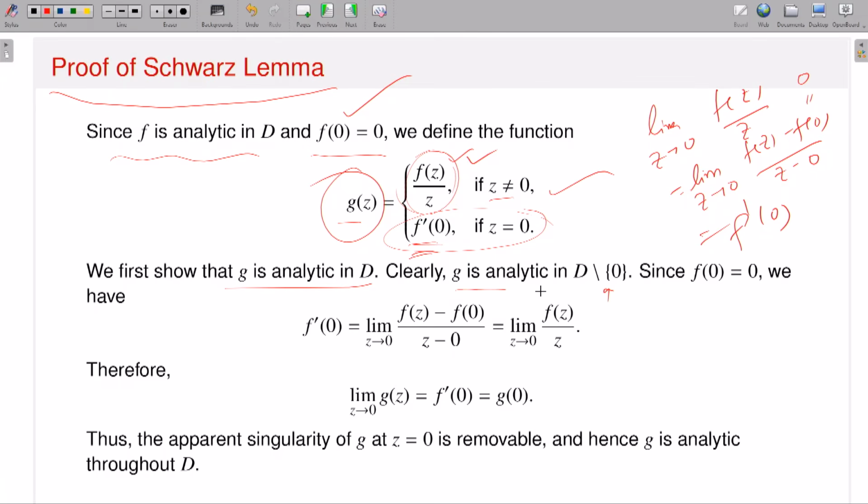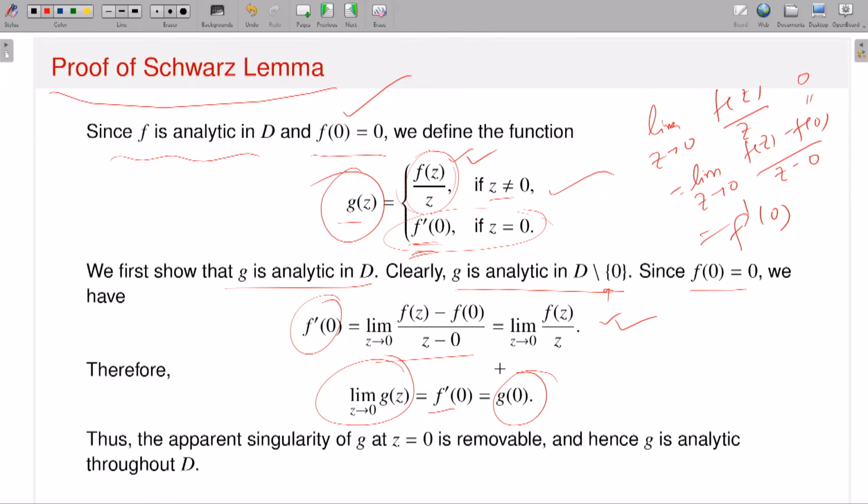Now clearly g is analytic on D minus 0, because it is of the form f(z) by z and both of them are analytic. So the only problem you will have is at the point z equal to 0. But since f of 0 is equal to 0 and my function f is analytic at the point 0, f prime of 0 is nothing but the limit as z approaches 0 of (f(z) minus f(0)) divided by (z minus 0), which is nothing but the limit as z approaches 0 of f(z) by z.